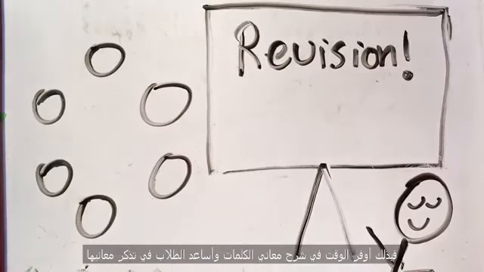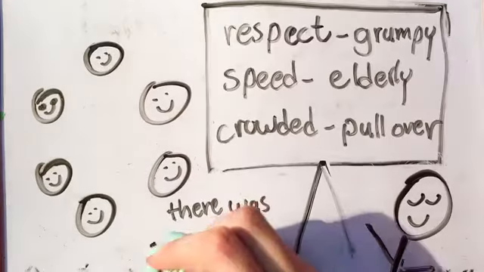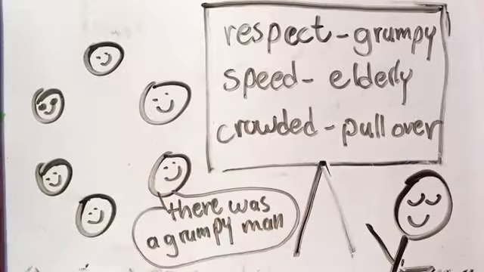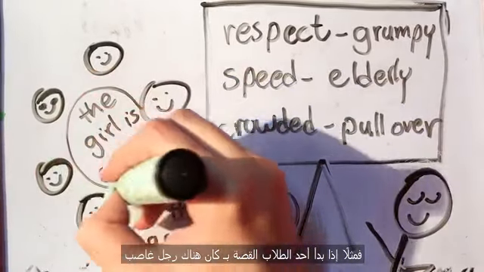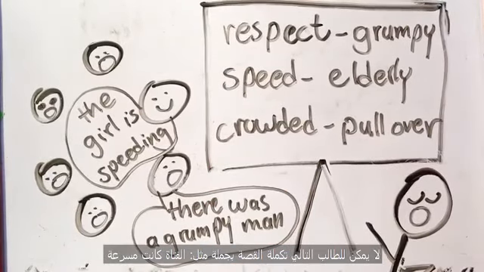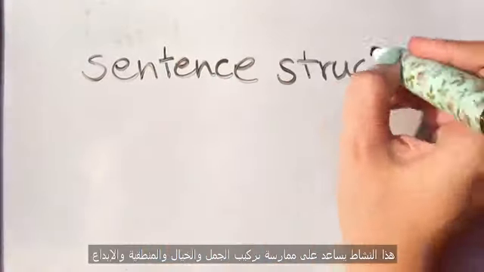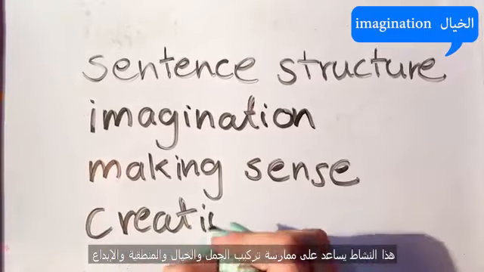I personally prefer to do this activity when there is a revision. By doing so, I save time and counteract the effects of students forgetting the words. P.S. Remind the students that the story should maintain its coherence. So for example, if the first student starts with "there was a grumpy man," the second student can't produce a sentence like "the girl is speeding." Nah, won't work.